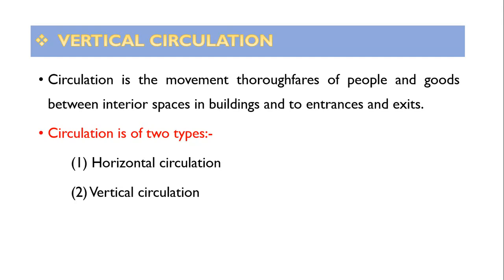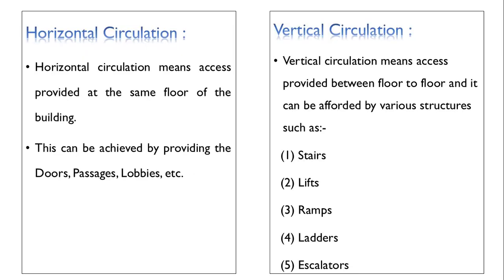So circulation is the movement from one room to another room or from one floor to another floor, or it is a thoroughfare of people and goods within the building. It is called circulation. Mainly there are two types of circulation: horizontal circulation and vertical circulation. In this unit we are concerned only with vertical circulation. Still, in brief we shall discuss horizontal circulation.